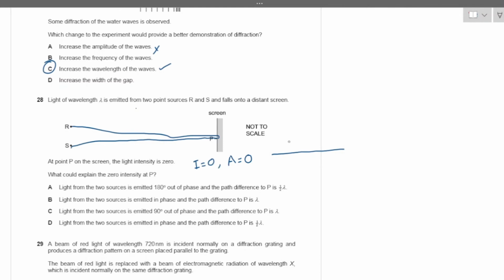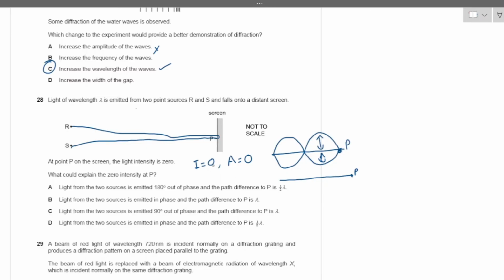That means the waves must be approaching in such a way. Suppose this is wave R and this is wave S. Suppose they're reaching in this way. If and only if they're reaching in this way to point P, then we can say that the light intensity would be 0. Why? Because the amplitudes are equal and opposite. They are completely anti-phase. That means that the resultant wave would just be a straight line. That means 0 amplitude, which means 0 intensity.